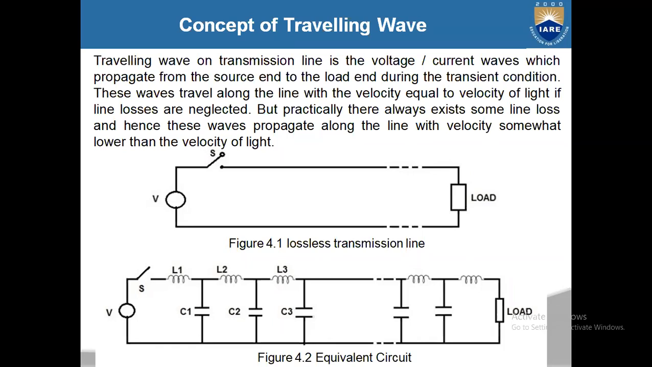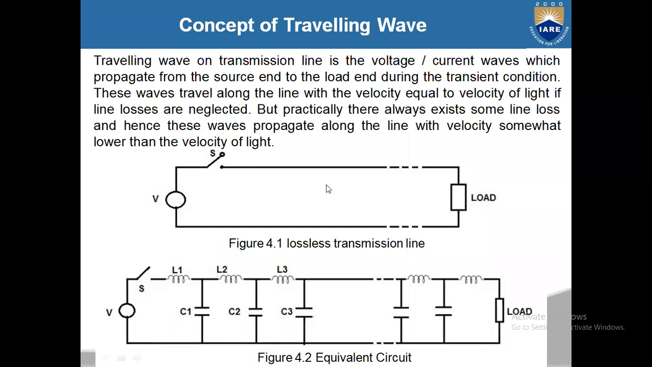So to analyze this traveling wave, let us consider a lossless transmission line which is shown in the figure. Lossless transmission line in the sense you are going to neglect the resistance and conductance. Resistance and conductance parameters are neglected. So you will have only the energy storage elements, which are inductance and capacitance. You are only considering the inductance and capacitance of the transmission line, neglecting the resistance and conductance. Such a line is called a lossless transmission line.